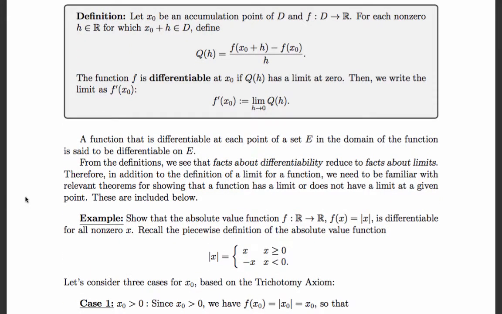A function that is differentiable at each point of a set is said to be differentiable on the set. So since we see that the derivative is essentially just a statement about a limit, specifically a limit of a secant slope, then we can actually use all of the machinery we've built regarding limits to apply to the derivative.